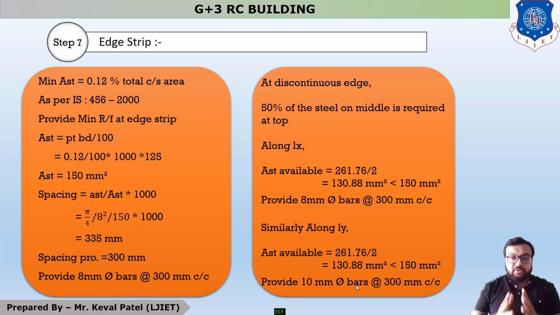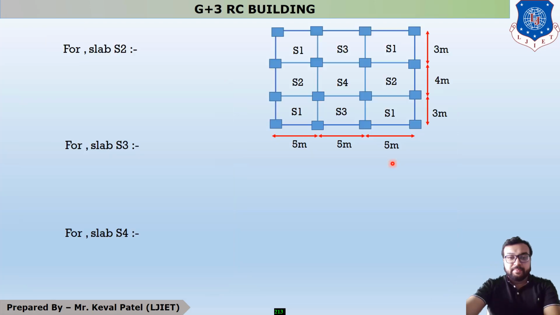But it is not necessary that GTU asks you to design slab S1, which is case number 4, two adjacent edges discontinuous. Sometimes all the other slabs are also asked. So let us check what is the difference between slab S1 and the other 8 cases. Okay, so let us start our example.